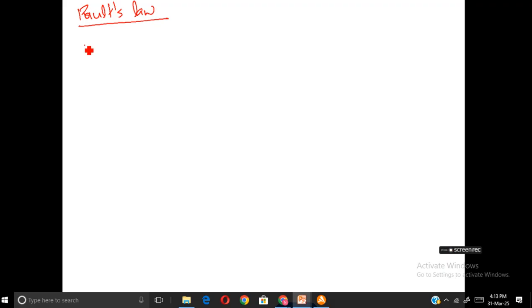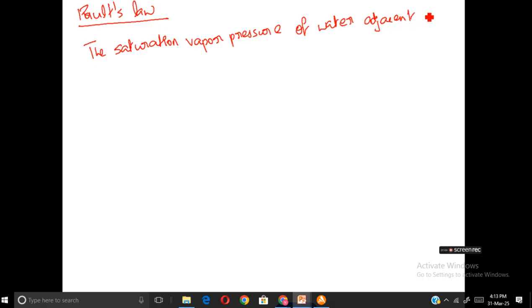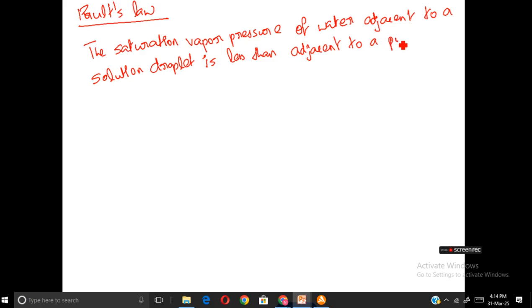So what does Raoult's law say? Raoult's law says that the saturation vapor pressure of water adjacent to a solution droplet is less than adjacent to a pure water droplet of the same size. Solution droplet in the sense the cloud condensation nuclei upon which the water vapor condenses to form a water droplet basically dissolves in the water. So now instead of a pure droplet we have a solution droplet.